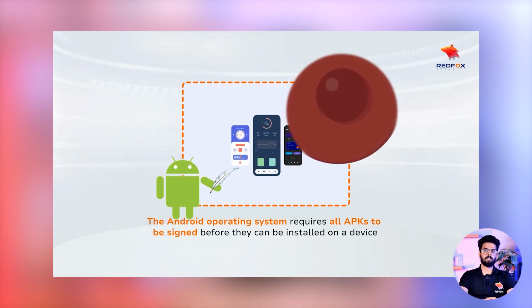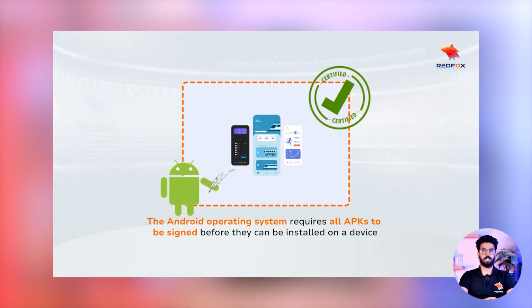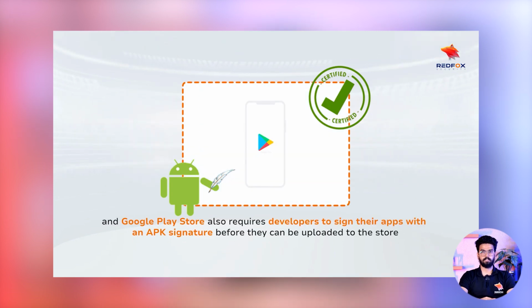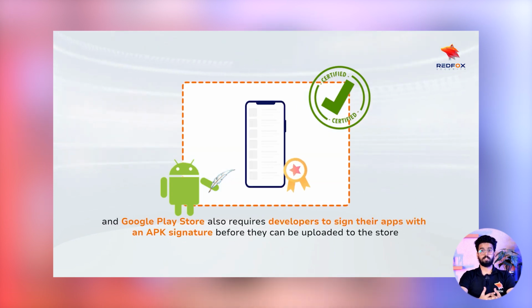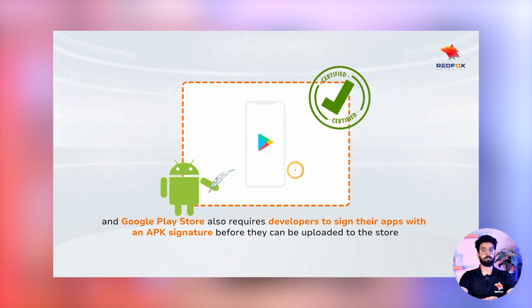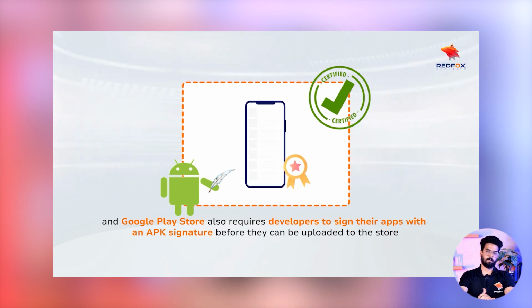The Android operating system requires all APKs to be signed before they can be installed on the device, and Google Play Store also requires developers to sign their apps with an APK signature before they can be uploaded to the store.